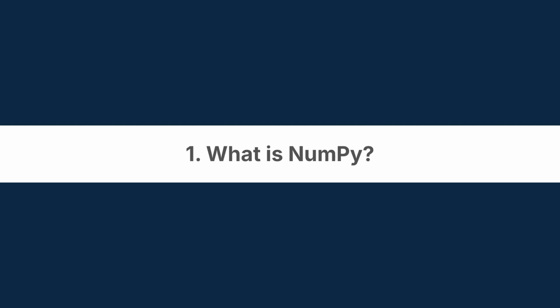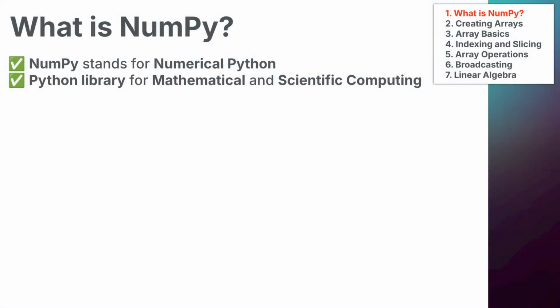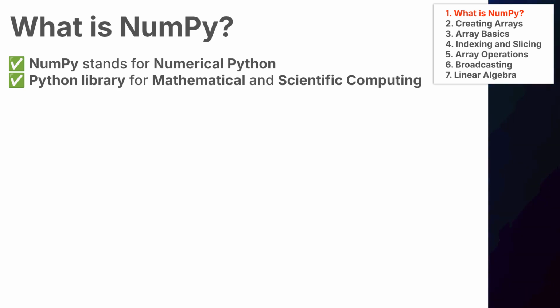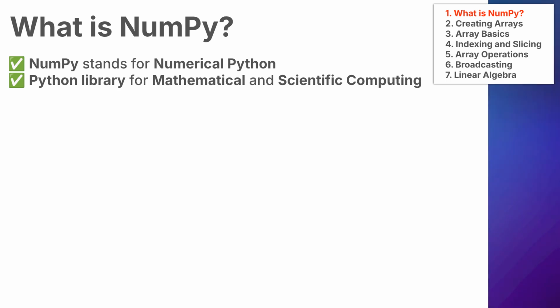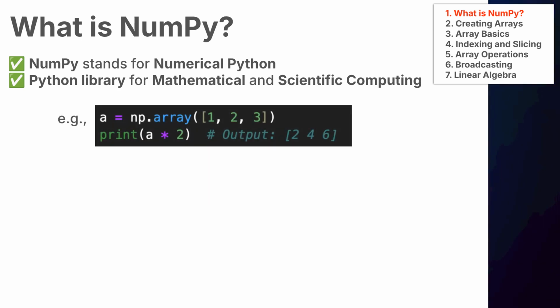1. What is NumPy? NumPy stands for Numerical Python. It's a powerful Python library for mathematical and scientific computing, especially when working with numbers and data in large arrays or matrices. For example, in Python it looks like this.